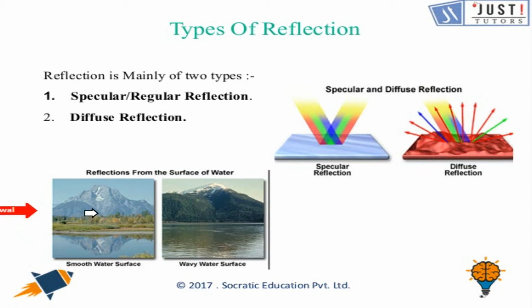If you have a hill and a smooth water surface, you see the clear image. While if you have a wavy water surface, you won't be able to see the clear image of the hill, and that's going to be diffuse reflection.